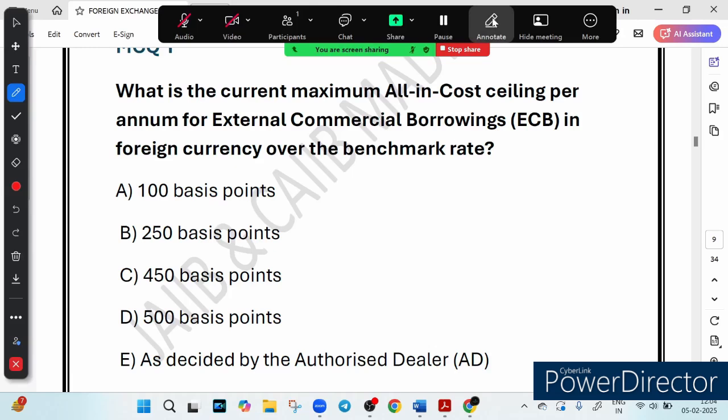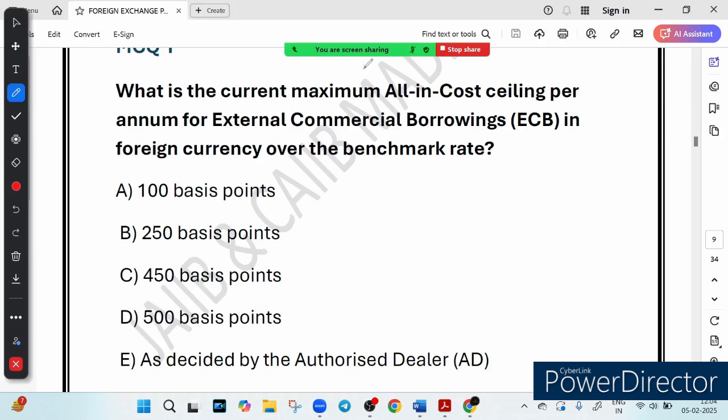Option A says 100 basis points. When I talk about 100 basis points, it just means 1%. This is a very low limit, right? It would make it difficult for an Indian borrower to attract a foreign loan. Because in ECB what do we do? We take a loan from a foreign lender, right? So generally ECB borrowing costs are higher than just 1% over our benchmark rate.